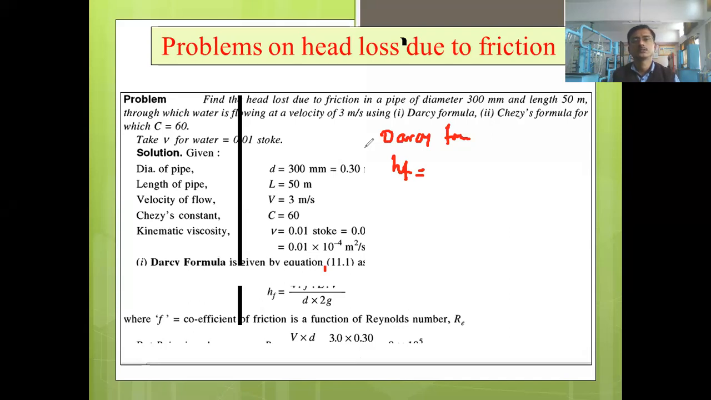Roll number 3, she is also not able to tell the formula.